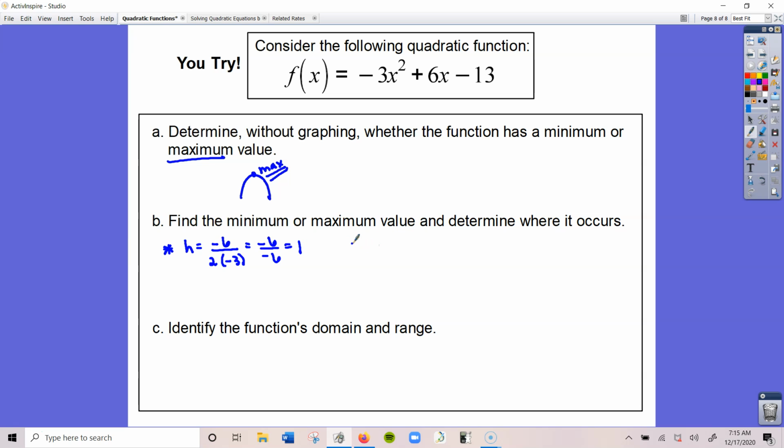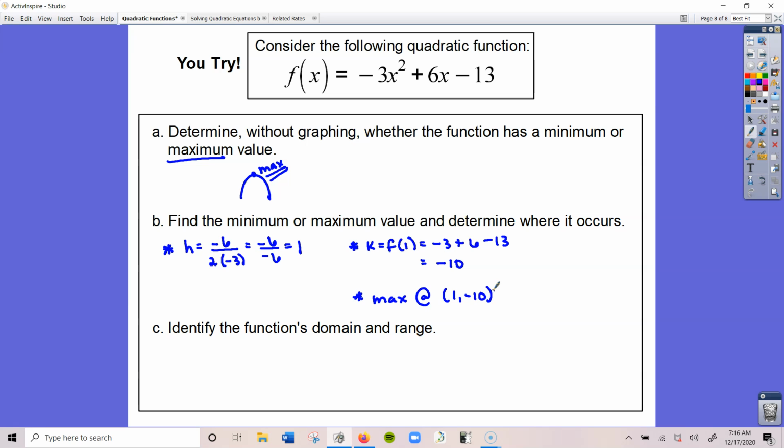Now we're going to find k, which is equal to f of 1. So that means that we would have negative 3 times 1 squared is just negative 3, plus 6 times 1, which is 6, minus 13. Negative 3 plus 6 is a positive 3, and 3 minus 13 is negative 10. So we have here a maximum at 1, negative 10.